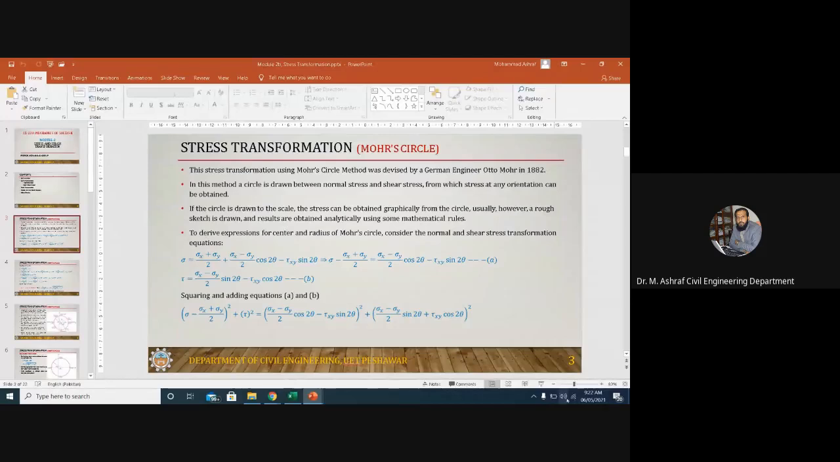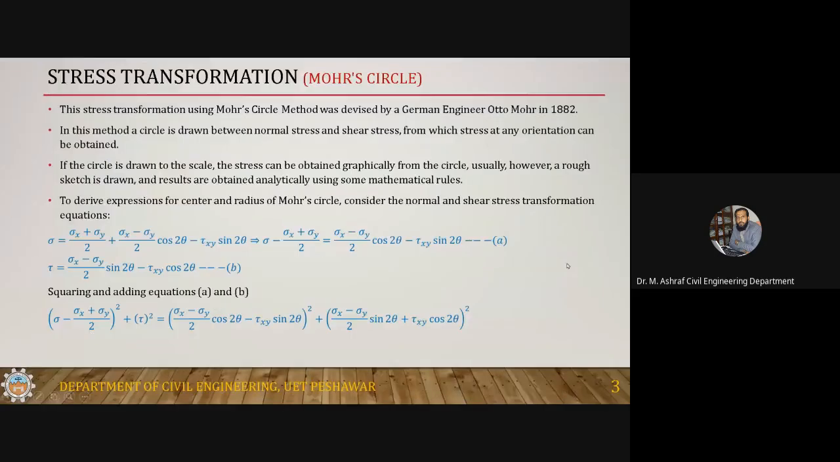Okay, so we are discussing that in the Mohr circle method, a circle is drawn between normal stress and shear stress, from which stress at any orientation can be obtained. So this is basically a circle. How is this a circle? For a circle you need the center location. What is the location of the center, where does it lie, and what is the radius of the circle? So these two parameters are required.